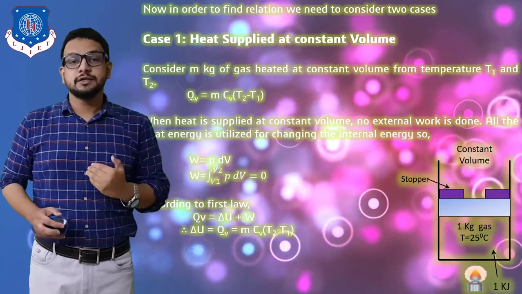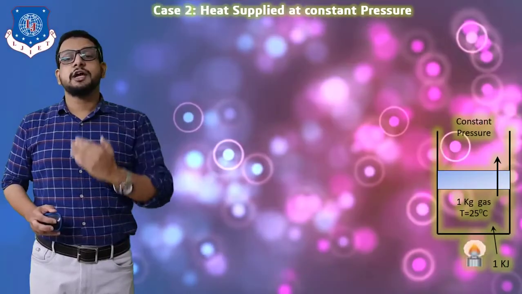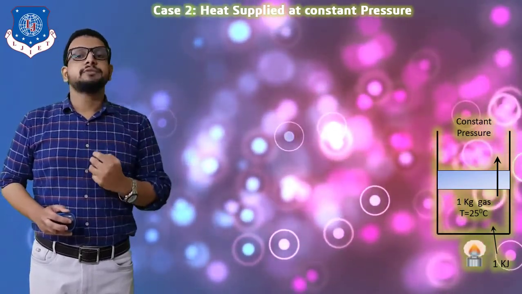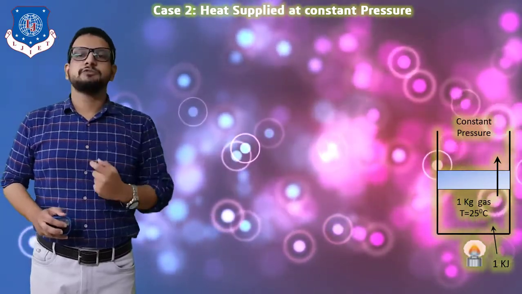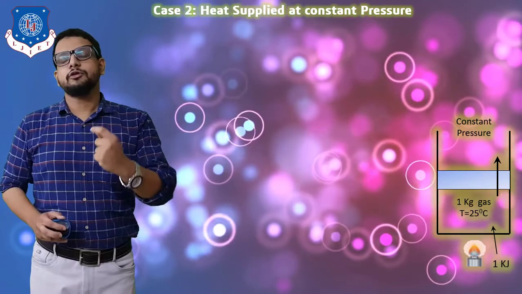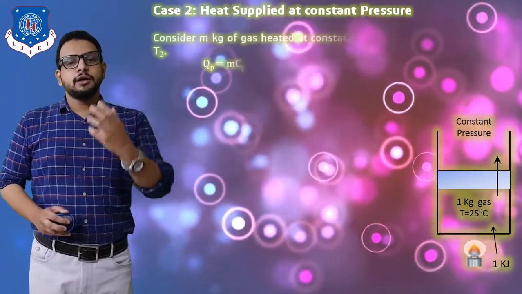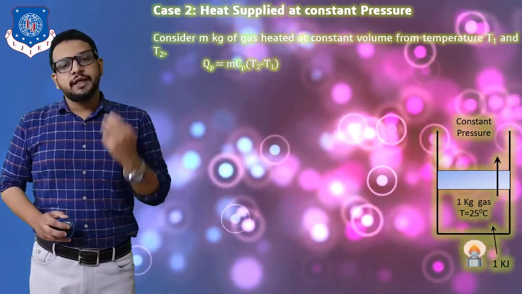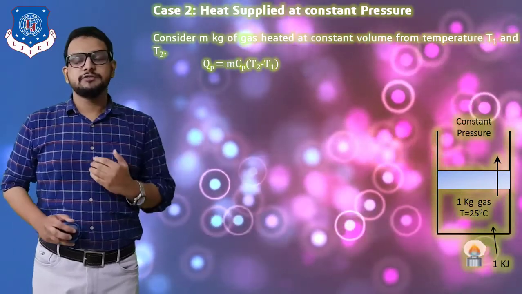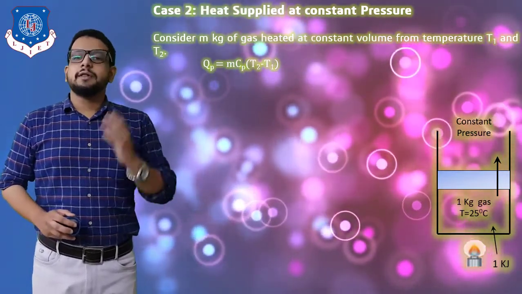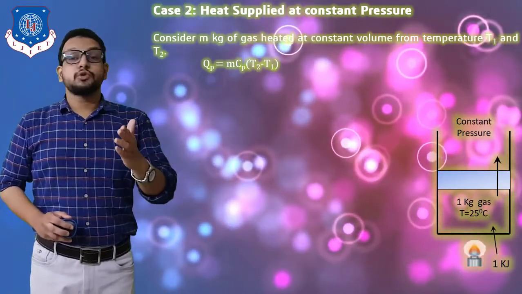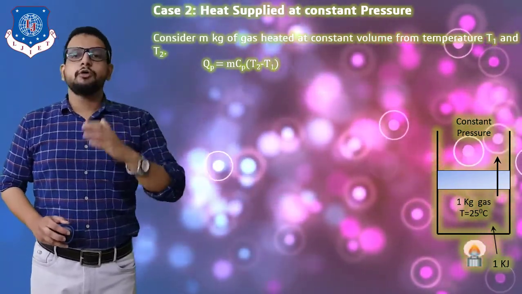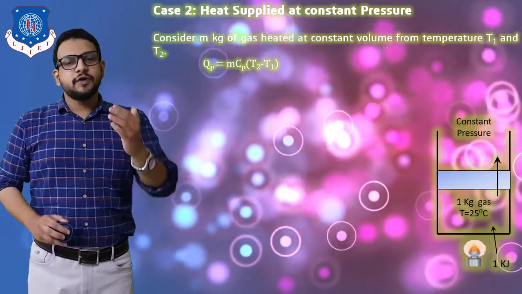Now consider the second case, in which we are going to supply heat energy at constant pressure. The formula remains the same, Q is equal to mc delta T. The only change will be in C: in place of C we are going to place Cp. So the formula for heat supplied at constant pressure is Qp is equal to m Cp (T2 minus T1), that is final temperature minus initial temperature. In this case the piston is going to perform a displacement, that is, move from state 1 to state 2, so work output will be obtained. Let's find out the work output.